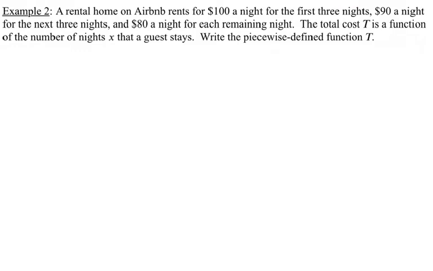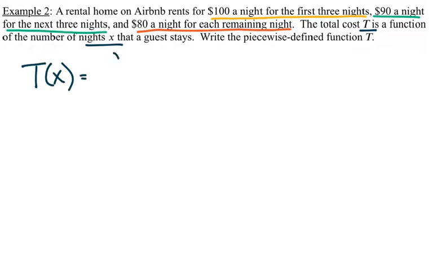Alright, let's look at this next example. A rental home on Airbnb rents for $100 a night for the first 3 nights, $90 a night for the next 3 nights, and $80 a night for each remaining. The total cost t is a function of the number of nights. So that means my function looks like this, t of x. We're going to write a piecewise defined function.